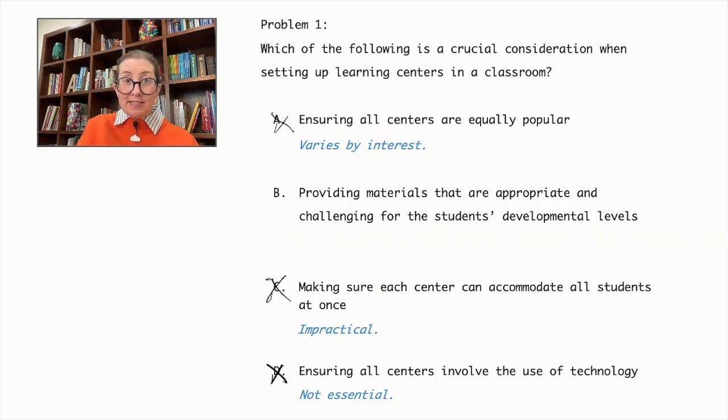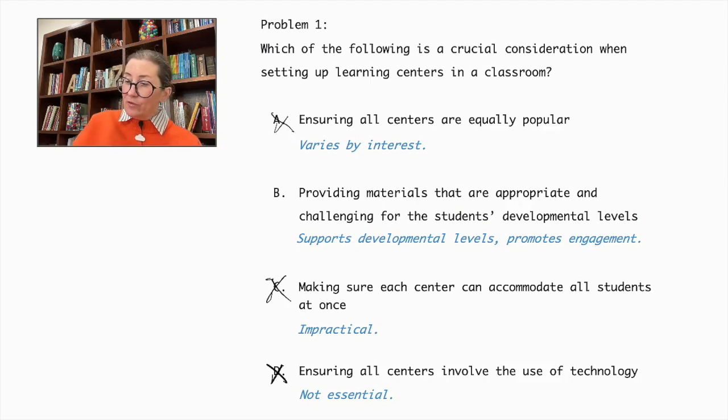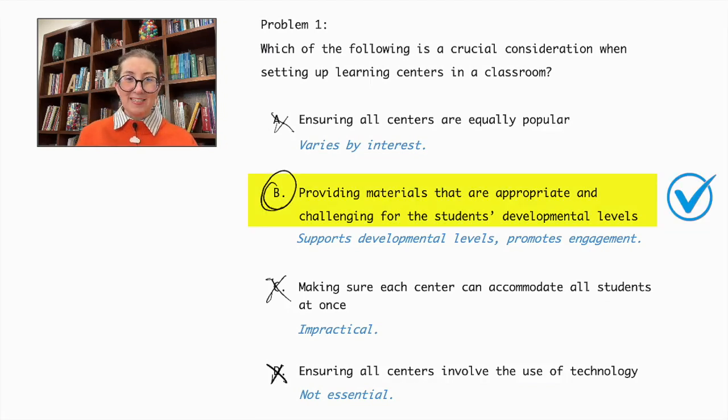The correct consideration is providing materials that are appropriate and challenging for the students' developmental levels. This ensures that each student center supports and extends students' learning effectively, catering to their individual needs and promoting engagement. Therefore, B is the correct answer.